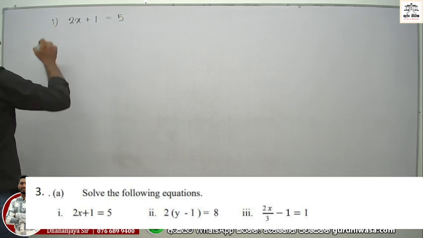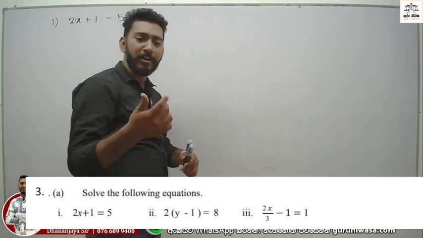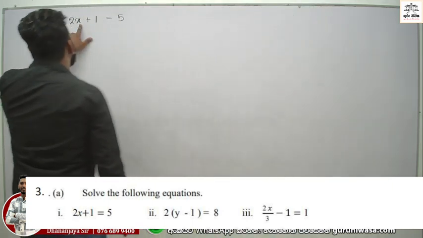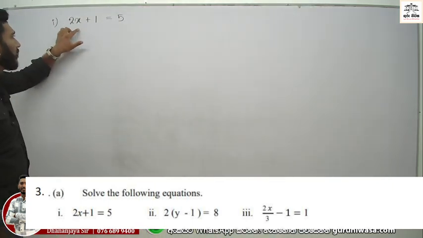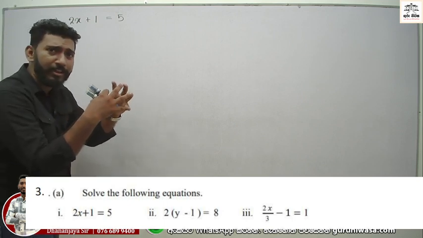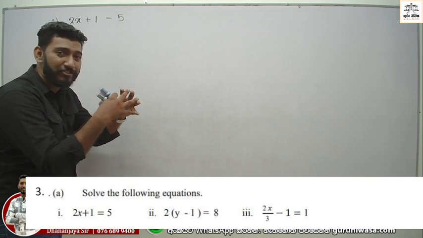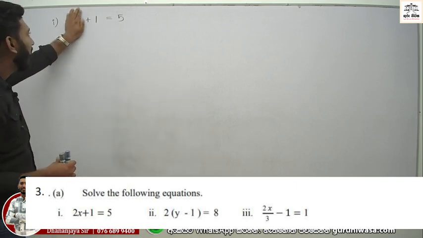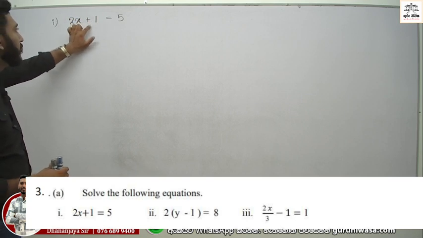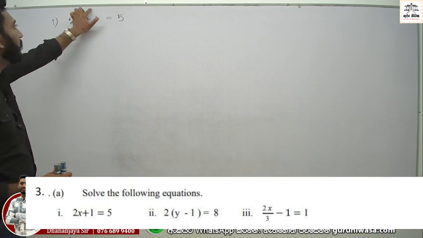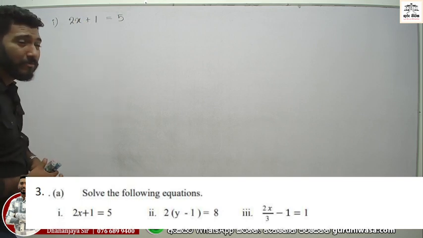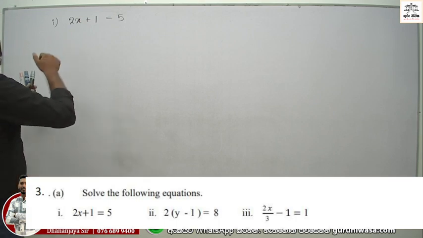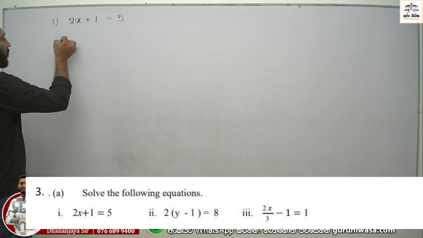Now, do you remember the method? What is the first thing? You need to find the answer for x. The relationship between x and 2 is very strong. Therefore, 2x is the first term and 1 is the second term. You need to eliminate the plus 1. How do we remove plus 1? You need to put minus 1.